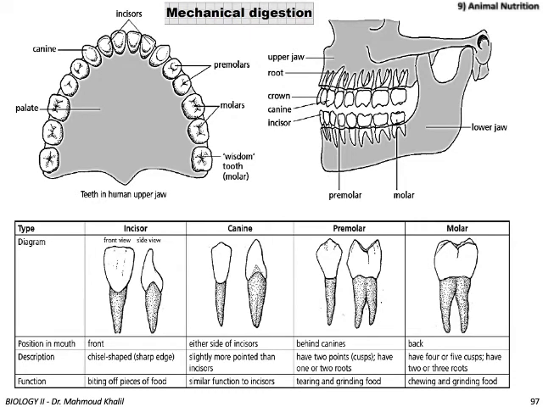So this table summarizes the types of teeth, their position in the mouth, their description and shape, what they look like, as well as their function. Of course, the incisors function in biting off pieces of food, while canines have a similar function to incisors, while the premolars are for tearing and grinding food, while the molars are for chewing and grinding food. The big difference between the premolars and molars is that premolars have 2 pointed cusps and 1 or 2 roots, while the molars have 4 or 5 cusps and 2 or 3 roots. The canine has a more pointed end than the incisors.